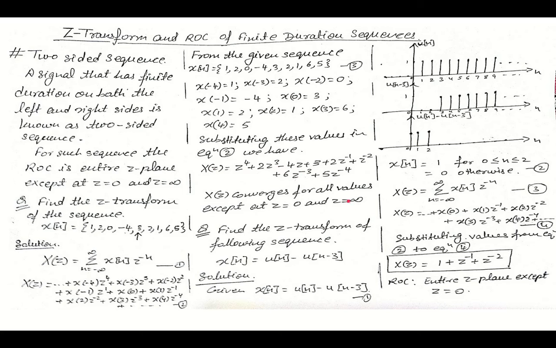Similarly, if I put z equal to infinity over here, then these values will correspond to 0, but these values will have infinity. So X(z) will ultimately reach infinity. That's why we can say that the ROC can be all the values of z except at 0 and infinity.